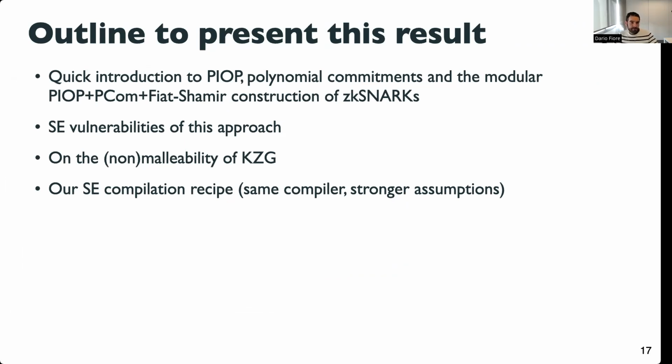First I'll give a quick introduction to what polynomial IOPs and polynomial commitments are, and what this modular compiler is that allows building zkSNARKs using Fiat-Shamir. Then I'll describe how this approach is vulnerable to some malleability attacks. Then I will discuss how we can patch them, and we'll study the malleability of KZG, and finally I will give our recipe to obtain simulation extractable zkSNARKs.